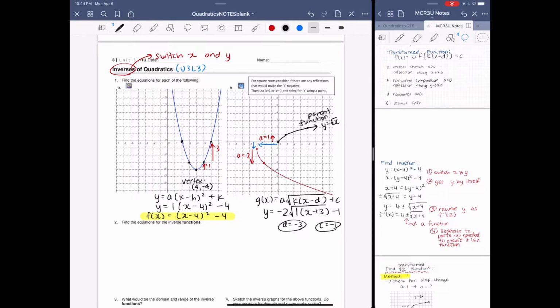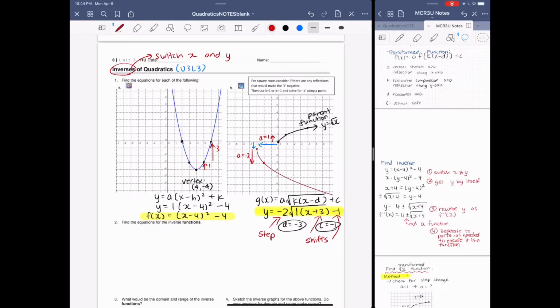So that is my equation for part b. The a equals negative 2, that you can find by the step. And I'm finding my 3 and my negative 1 by what? The shifts.